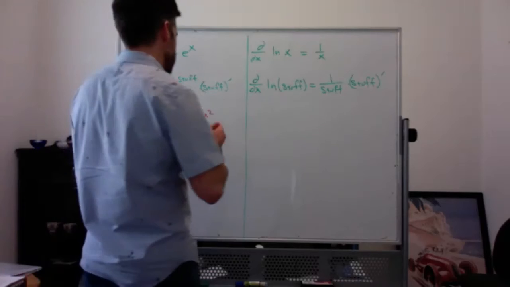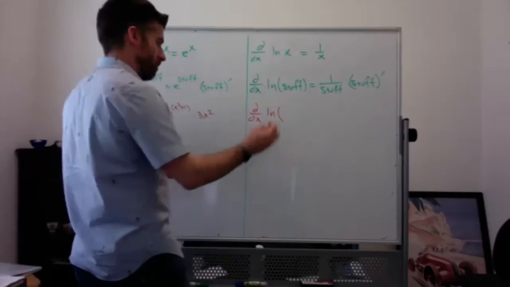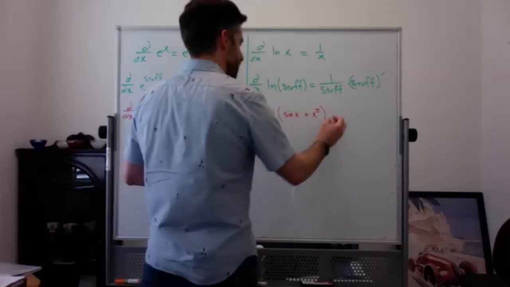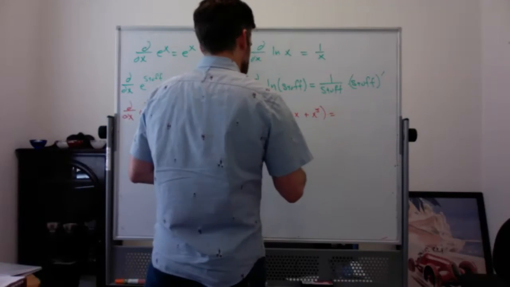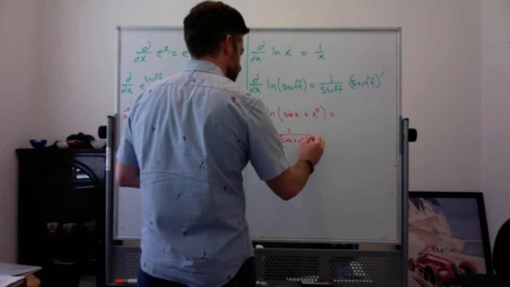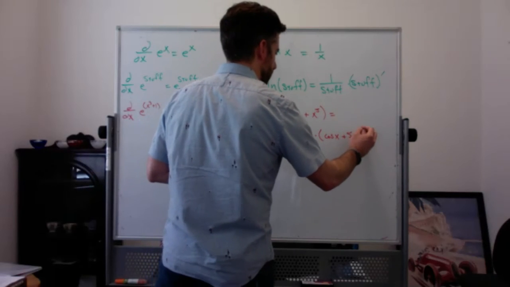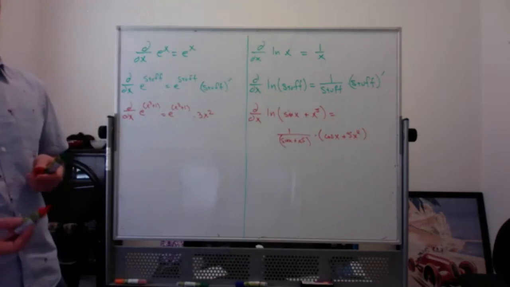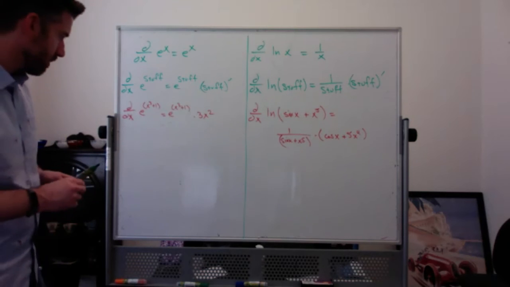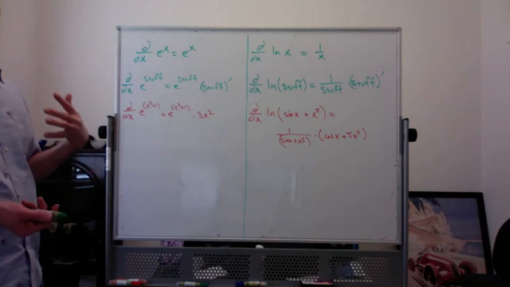An example here would be the derivative of the natural log of, I don't know, sine of x plus x to the fifth. The derivative would be 1 over sine of x plus x to the fifth times cosine of x plus 5x to the fourth. Or you can write it as cosine of x plus 5x to the fourth over sine of x plus x to the fifth.